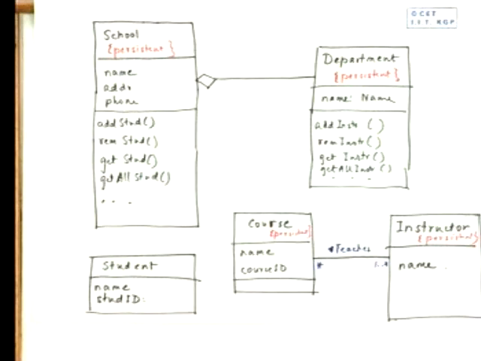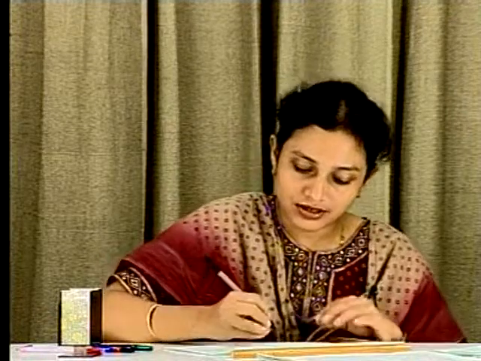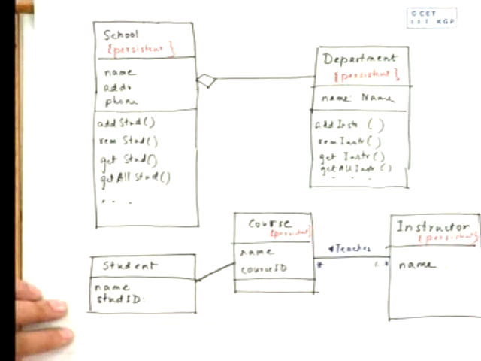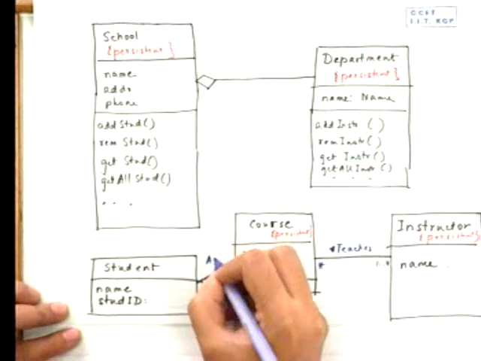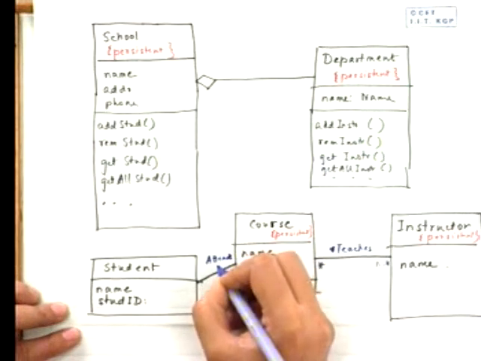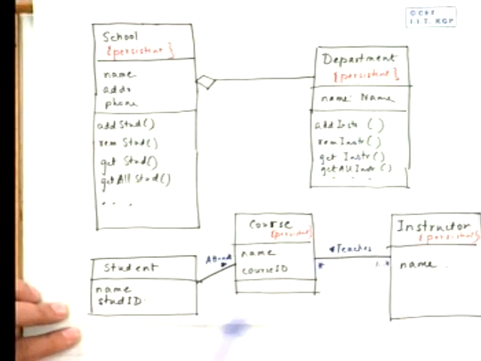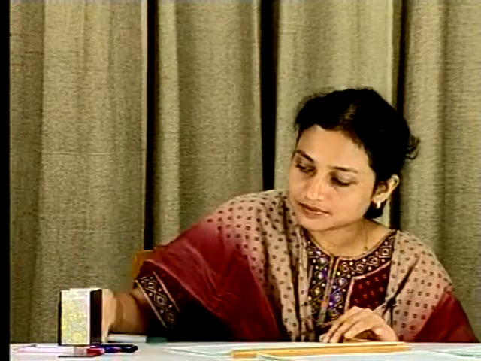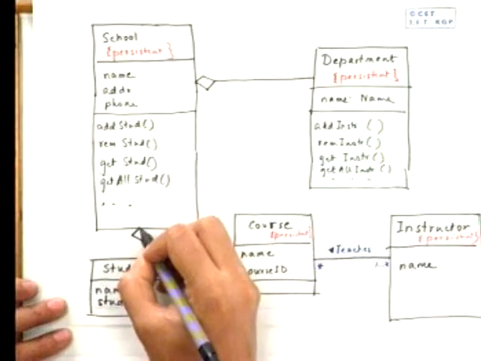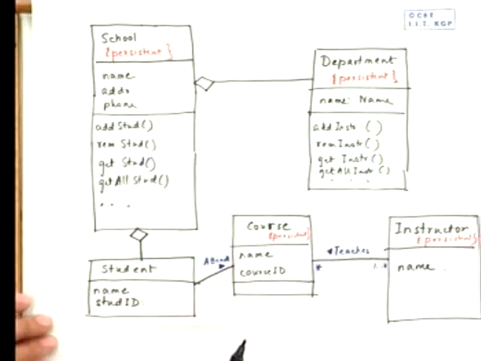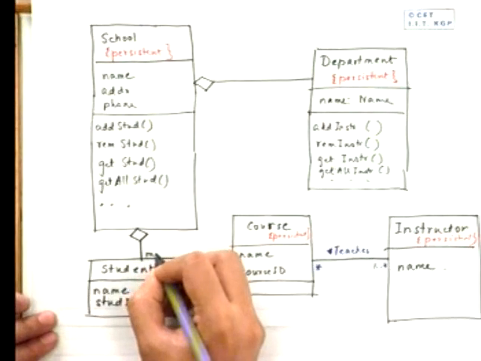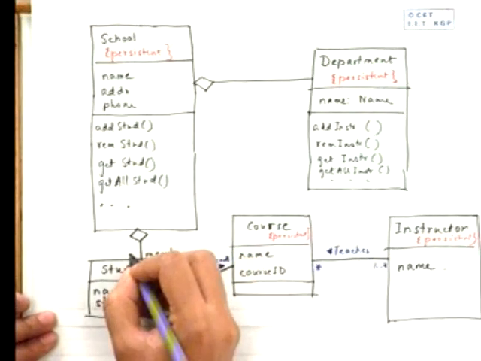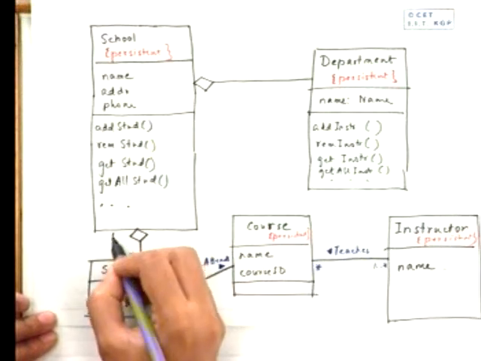There is now a relationship between the student class and the course class, and the name of this relationship is attends. A student attends a course. The direction is in this direction. A student attends a course. There is a relationship between school and the student. A school is an aggregate of several students, so there is an aggregate relationship between a school and student. And the role of the student is a member. And the multiplicity is star on this side, 1 ... star on this side.